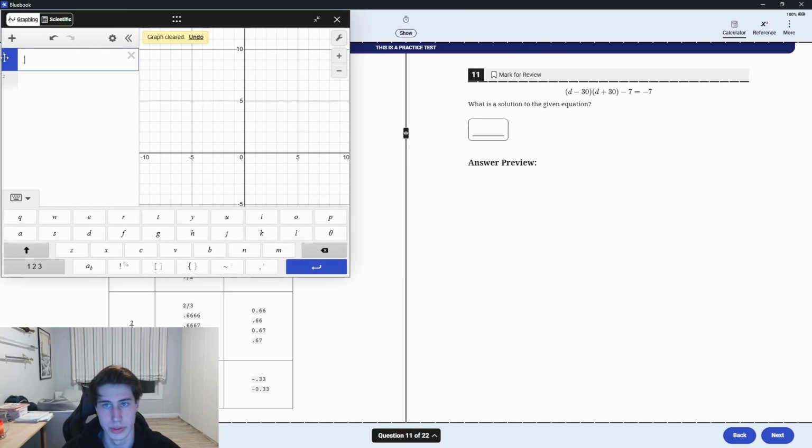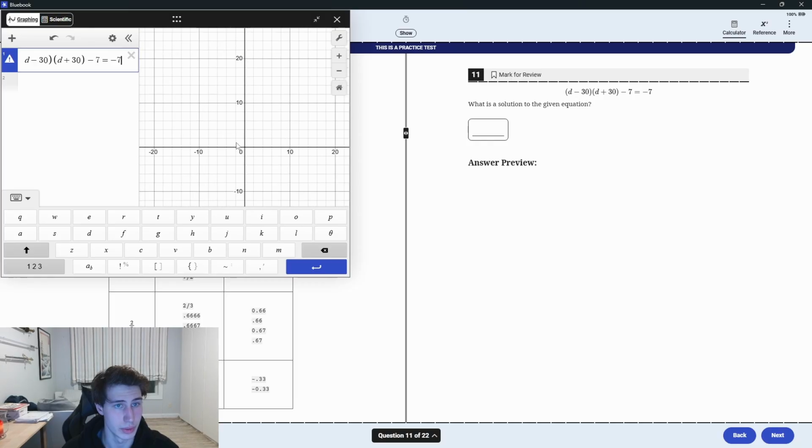So what is the solution to the given equation? So we can find this two ways, either algebraically or with Desmos. And I prefer the Desmos way because algebraically, we don't need to be doing all that.